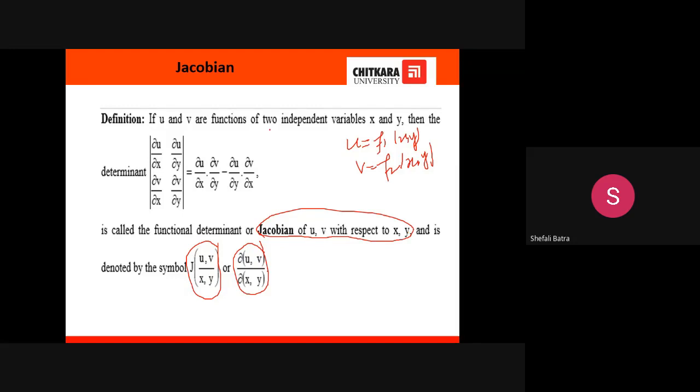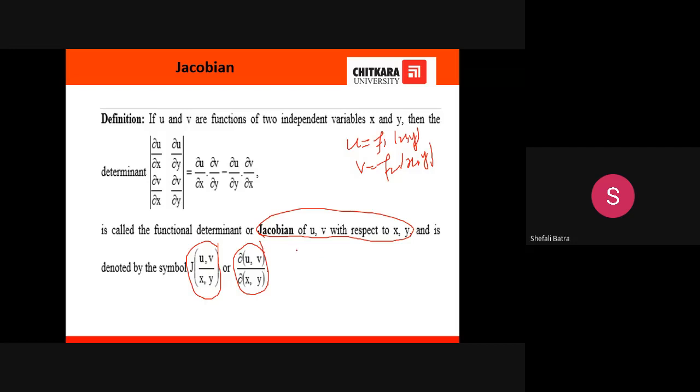Right? u and v are functions of two variables x and y, then the Jacobian of u, v with respect to x, y is defined by this determinant: curly u by curly x, curly u by curly y. You will be finding the derivatives of u with respect to x and y, put them in the first row, then v with respect to x and with respect to y in the second row. Right? So you need to use this definition.